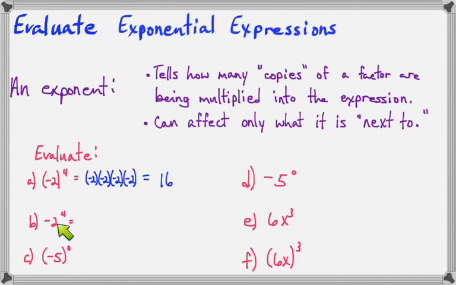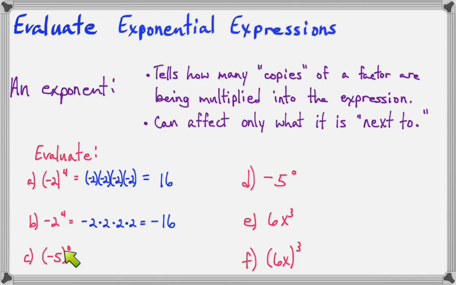However, on part B, we don't have any parentheses. So look what happens. The 4 affects only the 2, not the negative. So the negative sits there by itself, and what gets written down 4 times is the 2. Now, 2 times 2 times 2 times 2 is 16, but there's a negative in front, so the final answer comes out -16.